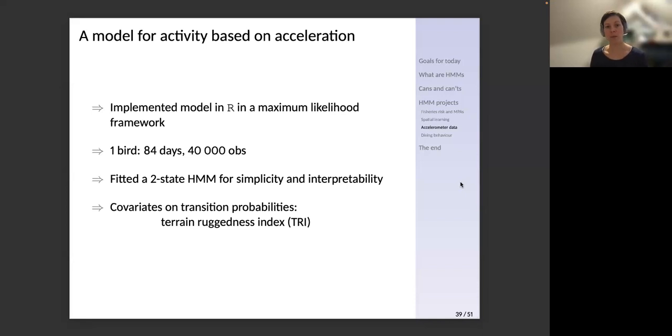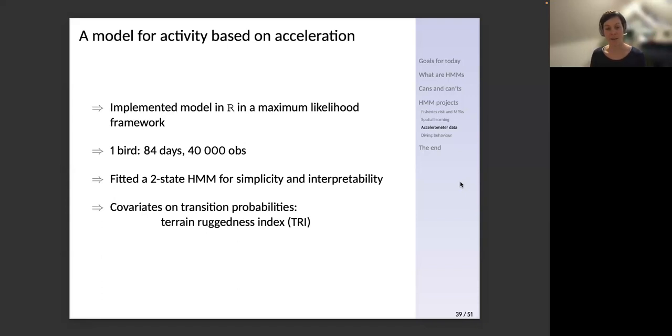So we built a model for activity based on acceleration, and we implemented it in R from scratch in a maximum likelihood framework. You end up with a lot of data with accelerometer data. We had 84 days of data from one bird, and this was about 40,000 observations. Again, there's a bit of a trend here. The next example is something other than a 2-state model, but it tends to be better to start simple. And when you don't have a lot of information about what's going on, or you can't detect patterns in the data, 2 states are a good way to go.